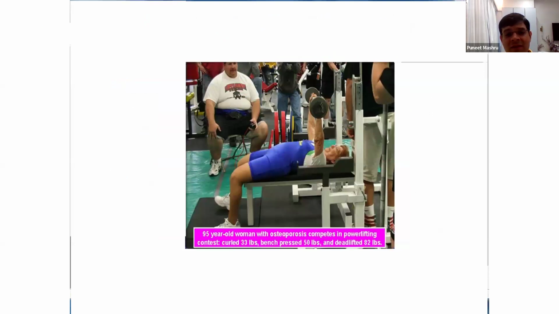I tell my patients they should do weight bearing. This is from some magazine where the daughter was diagnosed and the mother was diagnosed with osteoporosis. The mother took to weight bearing, and the grandmother also took to weight bearing. She's 95 years old and did weight bearing.